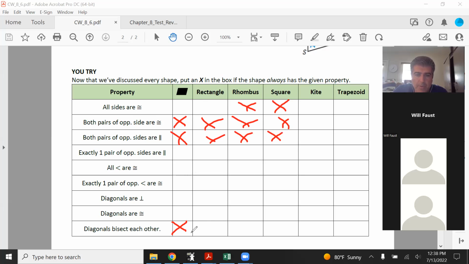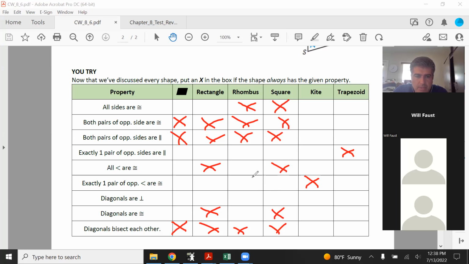They're special parallelograms. If you have exactly one pair of opposite sides parallel, that's going to be a trapezoid. Exactly one pair of opposite angles congruent, that's going to be a kite. All angles congruent, that's a rectangle and a square. Whatever's true for rectangles is also true for a square, because squares are rectangles. And the diagonals being congruent, that's also true for a rectangle and a square.